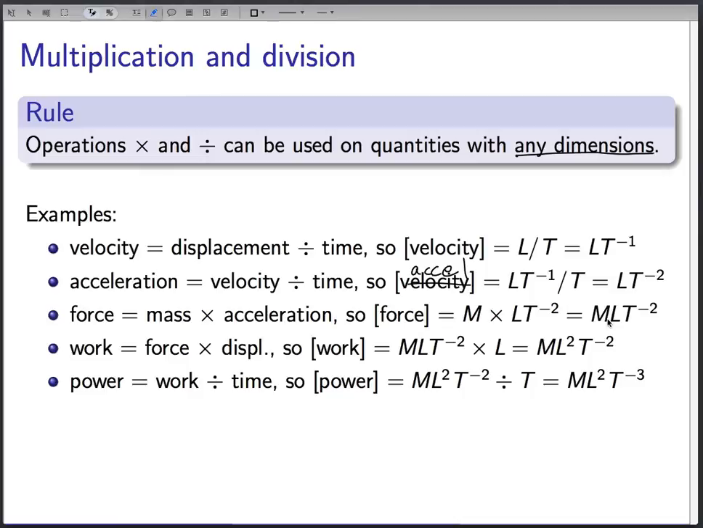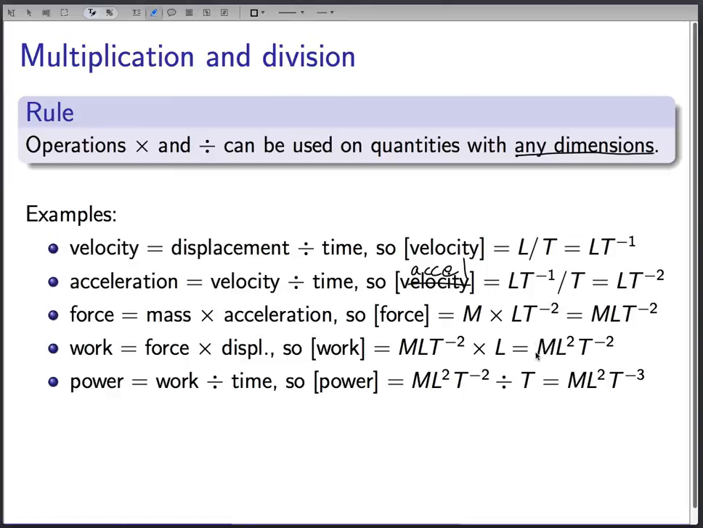You've actually been using this rule in previous screencasts. I just wanted to make it explicit here. Two other good quantities for you to get familiar with are work. Work is a force times a displacement. So that would be force, which is mass times acceleration, M L T to the minus 2, times a length, a displacement.